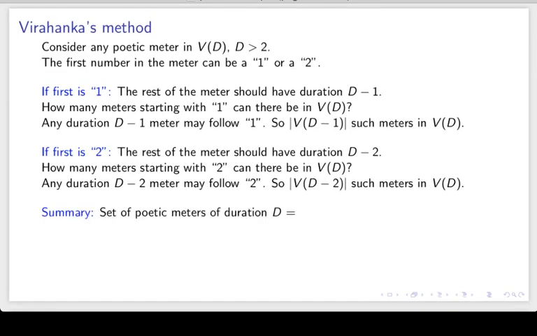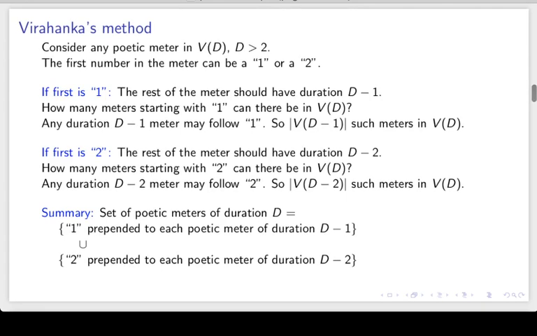So what is the summary of this? The set of poetic meters of duration t is equal to 1 prepended to each poetic meter of duration d minus 1, that's what we said over here, unioned with 2 prepended to each poetic meter of duration d minus 2. These two sets clearly are mutually non-intersecting, because these start with 1 and these start with 2. And each meter of duration d minus 2 and d minus 1 is distinct. So this is a well-defined set, and this is another well-defined set.